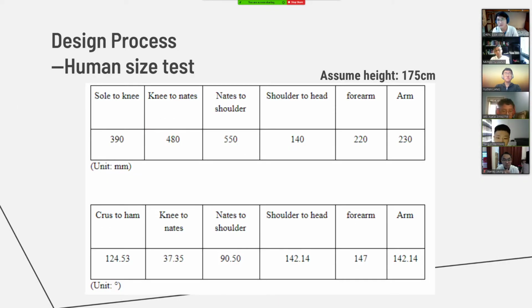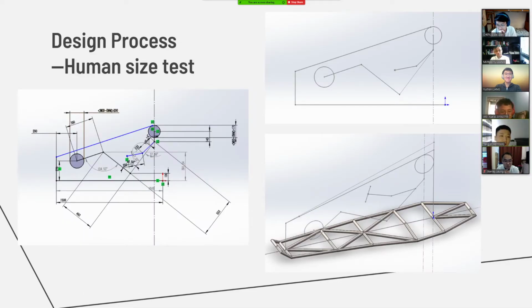Based on the table, we can estimate the length and the angle of each body part by assuming the height is 175 centimeters. Okay, next please. Then we can simulate it in a SolidWorks sketch. This sketch has 2 functions. One is to find the most efficient angle and length for the driver. Another is to serve as a guideline for the future chassis.